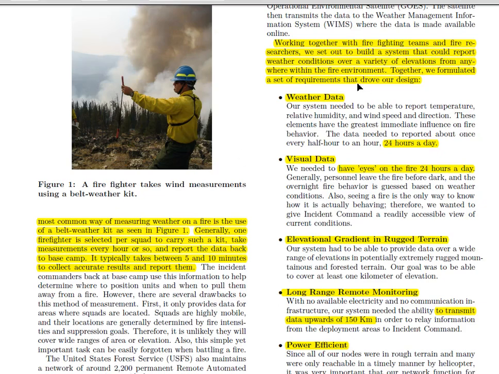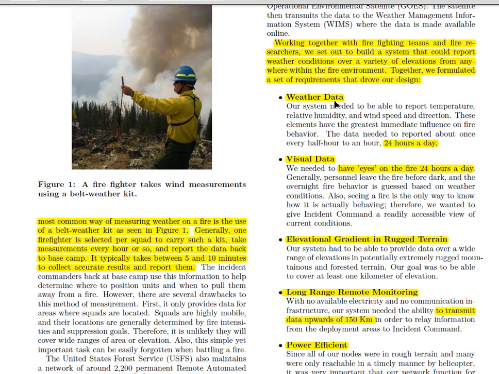Let's look at this information. Working together with the firefighting teams and fire researchers, we set out to build a system that could report the weather conditions over a variety of elevations from anywhere within the fire environment. So together, we formulated a set of requirements that drove our design. So let's look at the requirements here.